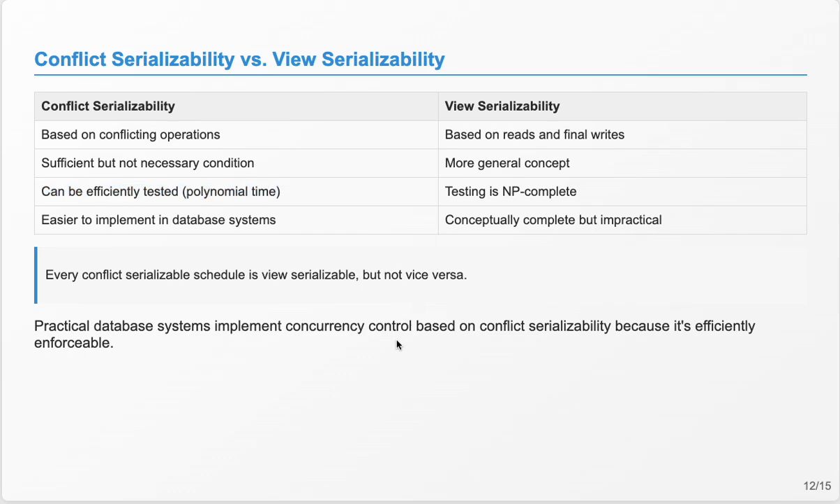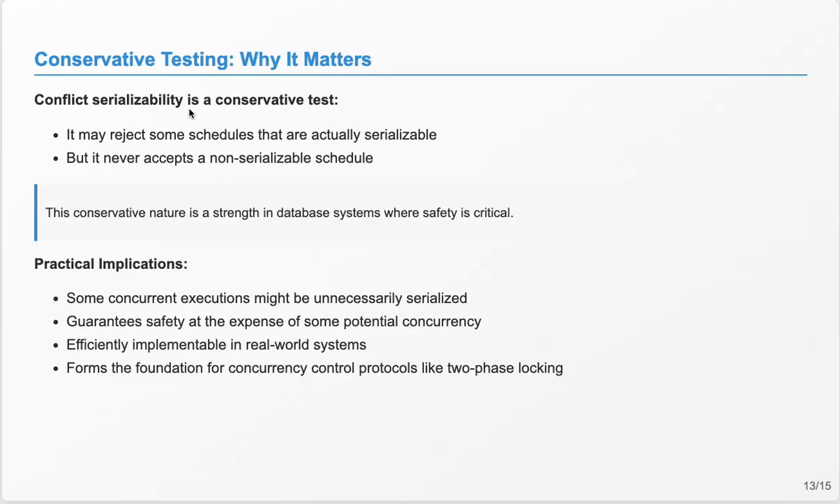This efficiency advantage makes conflict serializability much easier to implement in real database systems. Every conflict serializable schedule is also view serializable, but the reverse is not true. There are view serializable schedules that are not conflict serializable. Practical database systems implement concurrency control based on conflict serializability because it's efficiently enforceable, even though it might reject some valid schedules. Conflict serializability is what we call a conservative test.